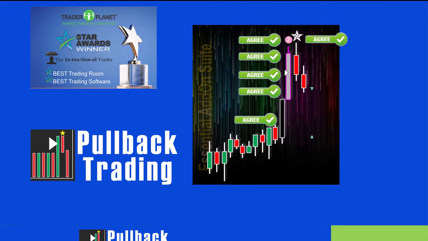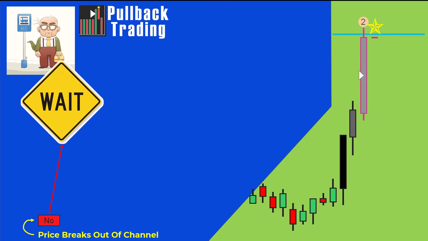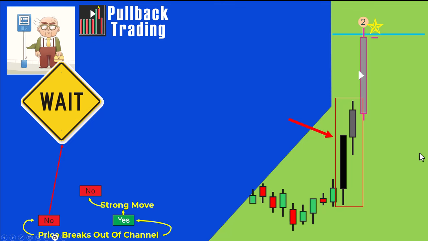Something is about to happen. So this is what the process looks like specifically with our trades. Are we breaking out of a channel? If the answer is no, then we wait. Do we have a strong move? If the answer is no, then we wait. Price can break out of a channel, but just kind of drift up here and drift down here and drift around. But if it breaks out in a strong way, and you can tell because these bars are going to be much bigger than the bars in the channel. If we don't break out of that channel with a strong move, then we wait.